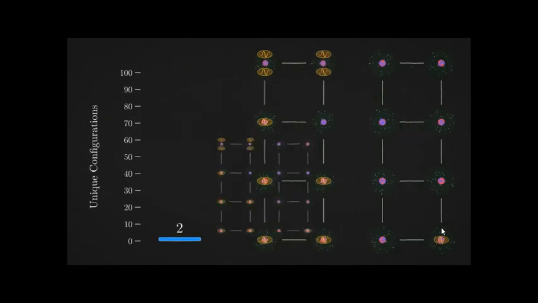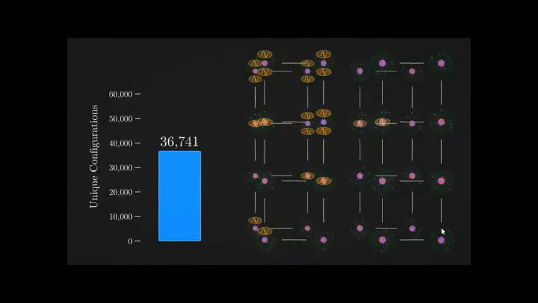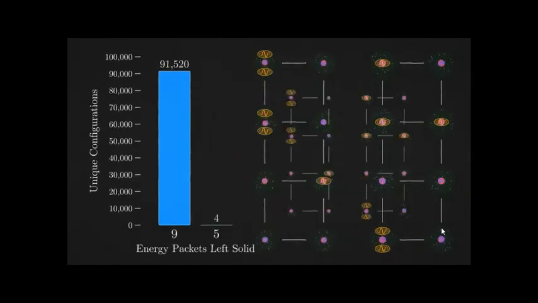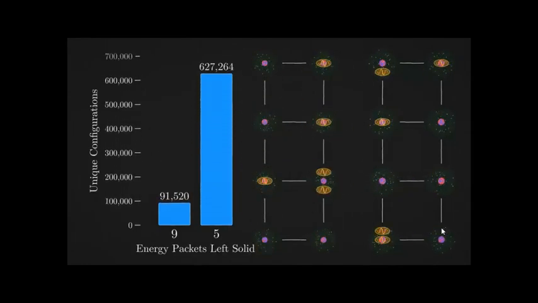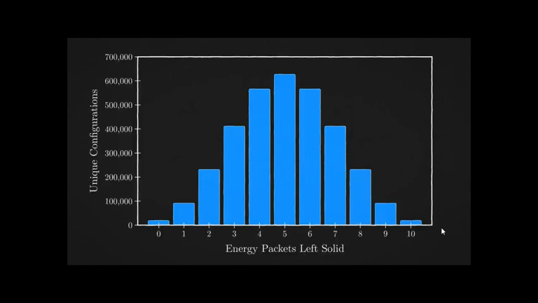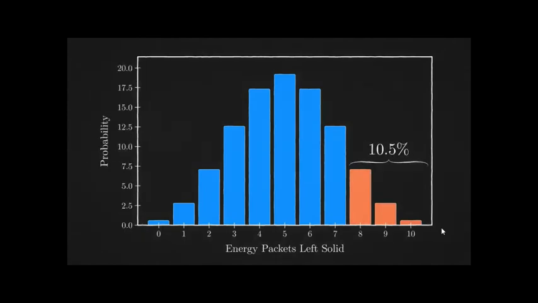There are 91,520 configurations with 9 energy packets in the left bar, but 627,264 with 5 energy packets in each bar. That is, the energy is more than 6 times as likely to be evenly spread between the bars. But if you add up all the possibilities, you find there's still a 10.5% chance that the left bar ends up with more energy packets than it started.